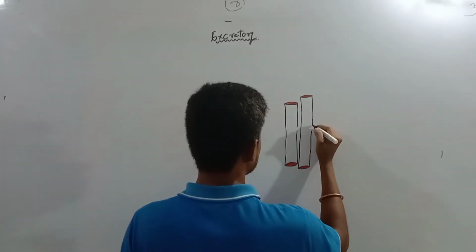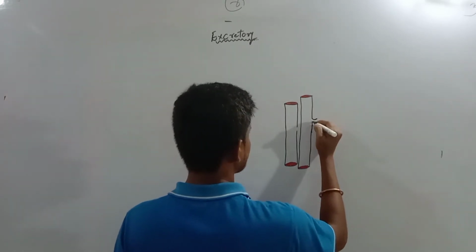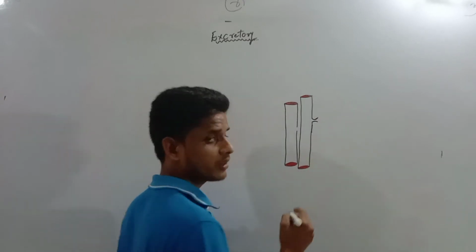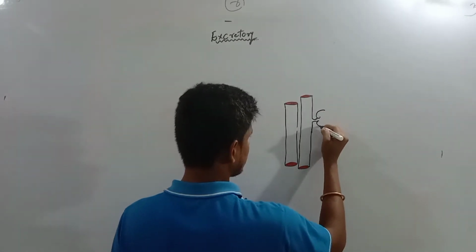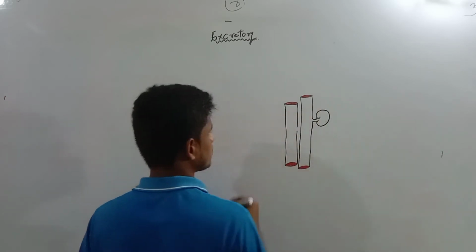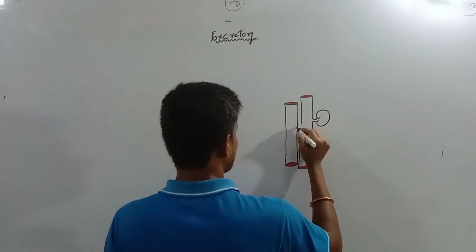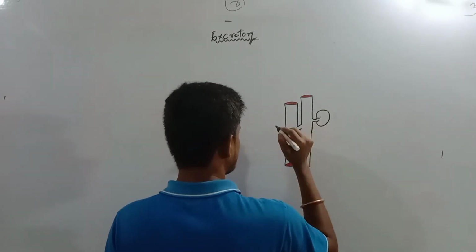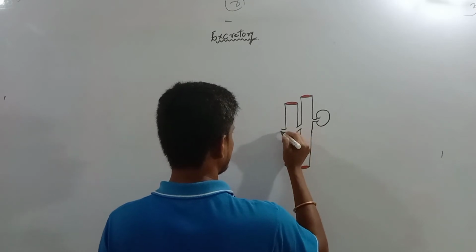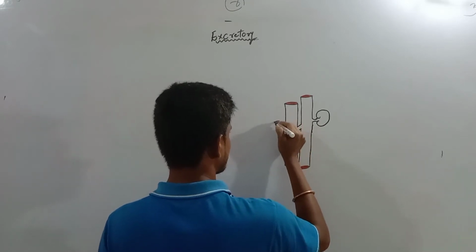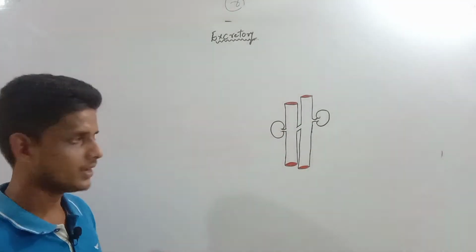As I told you, the right kidney is lower than the left kidney. So here I will draw the left kidney of a body. In the sense, the left kidney is higher than the right kidney. This is the kidney which has a bean-shaped structure. We will draw the right kidney, which is lower than the left kidney. Okay, these are the two kidneys.